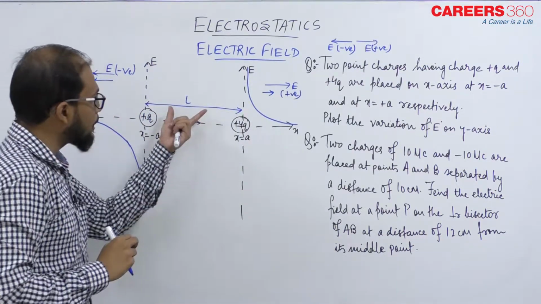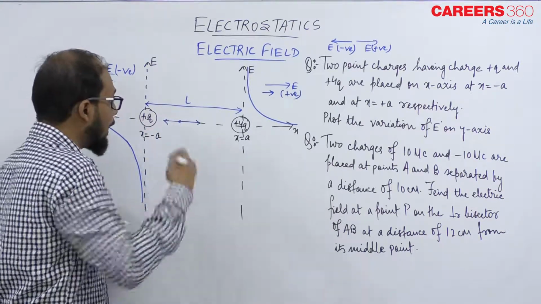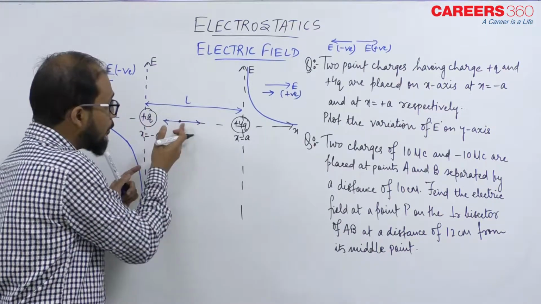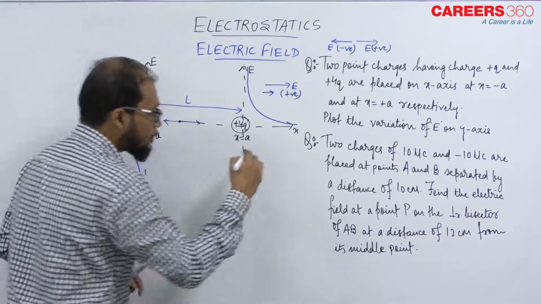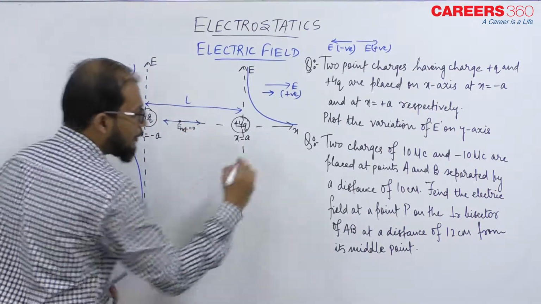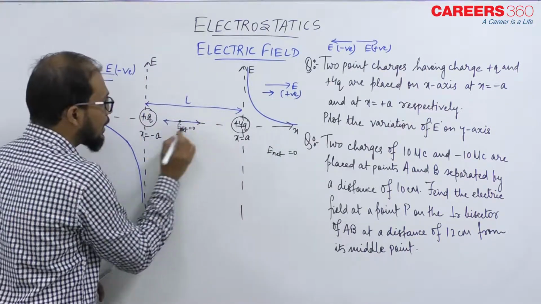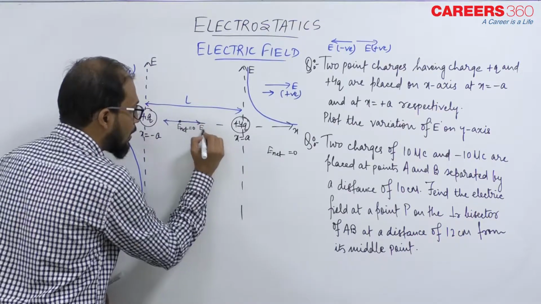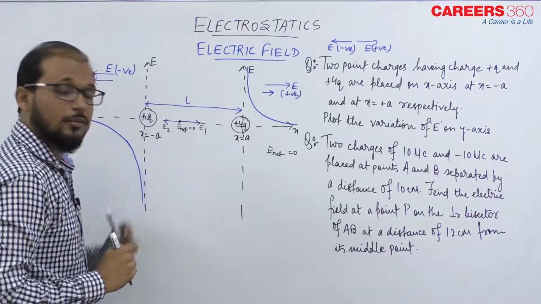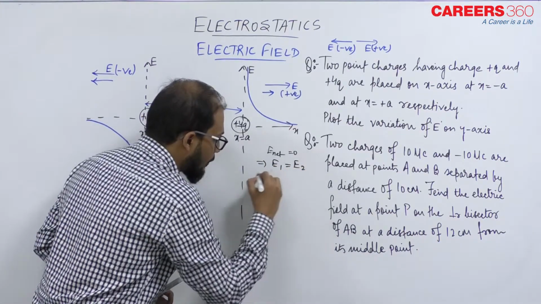We have used this method while finding the net force, the point at which the net force on the charge is 0, where we studied Coulomb's law. And here suppose at this point the net electric field is 0, and that means suppose the electric field due to plus q charge is E1 and due to plus 4q charge is E2, and if the net electric field at this point is 0, that means E1 will be equal to E2.